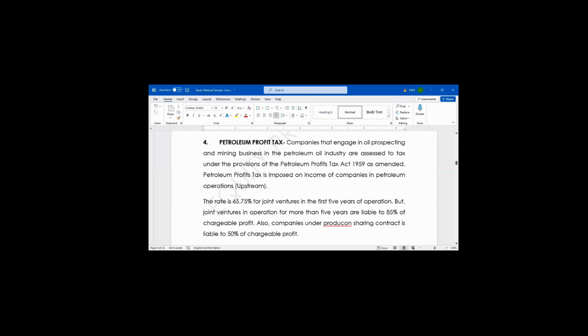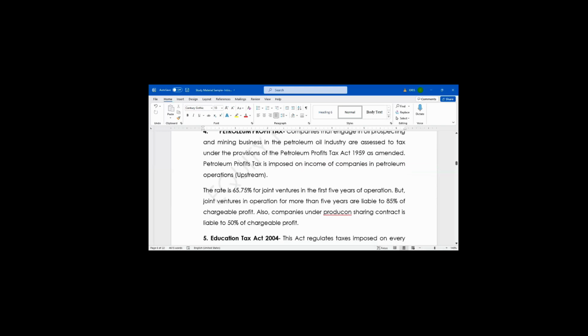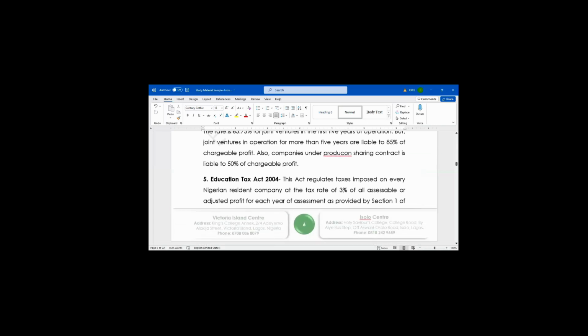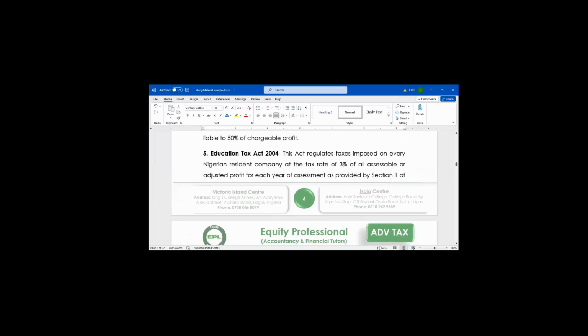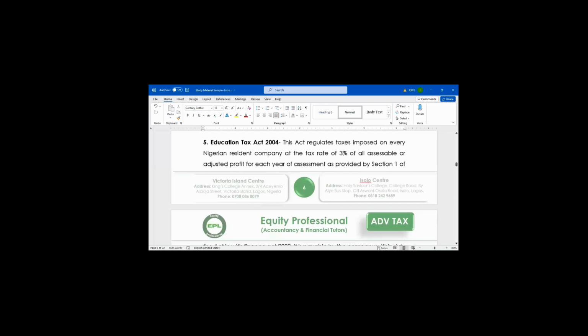Another type of direct tax. Let's look at another type of direct tax: education tax. Education tax is a tax imposed on the profit or unadjusted profit of every company in Nigeria. And that education tax, government collects it. Education tax is collected by FIRS on behalf of government.